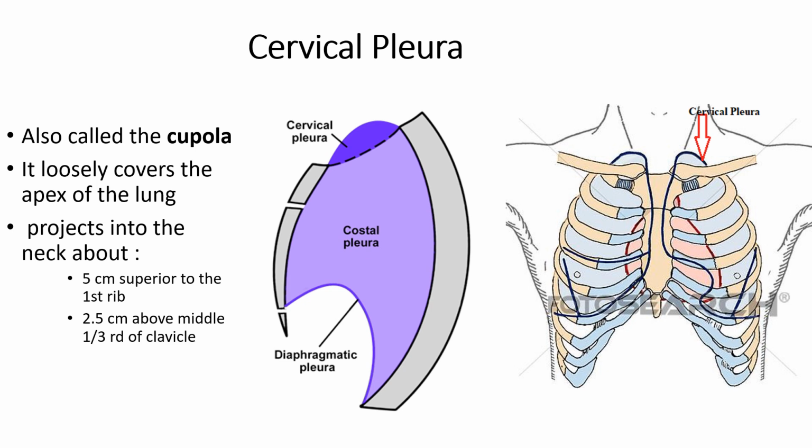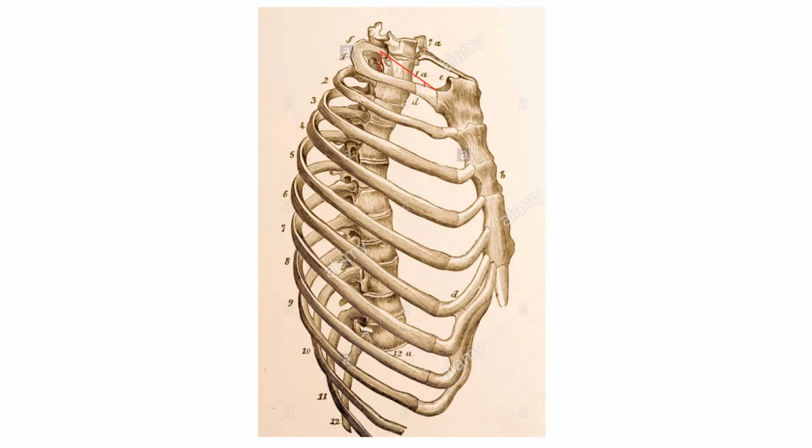Cervical pleura, which is also called cupola, is responsible for covering the apex of the lung. It is projecting into the neck approximately 5 centimeters above the first rib or 2.5 centimeters above the clavicle bone, especially the middle third of the clavicle bone. This diagram is able to explain the presence of cervical pleura.